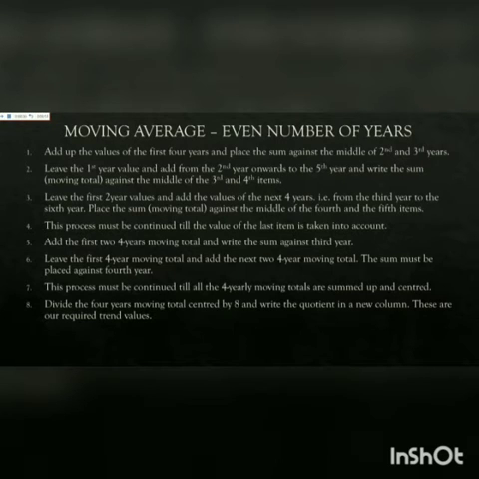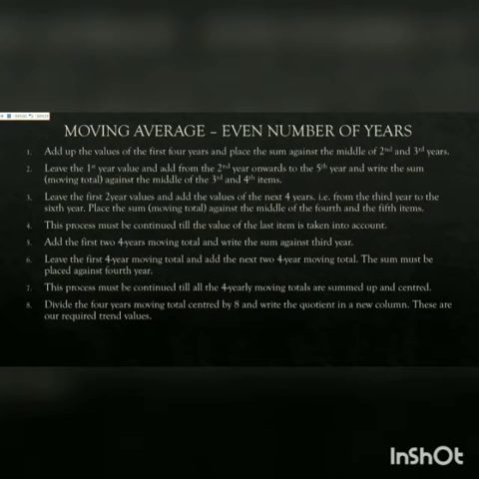Step 3. Leave the first 2 year values and add the values of the next 4 years, that is from the third year to the sixth year. Place the sum against the middle of the fourth and fifth items. This process must be continued till the value of the last item is taken into account.